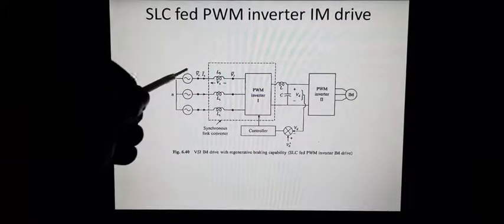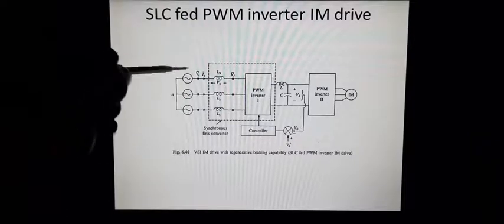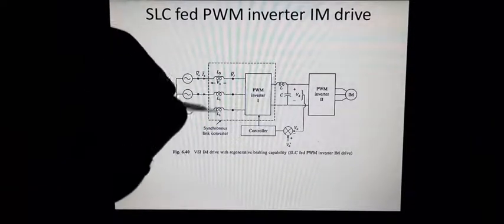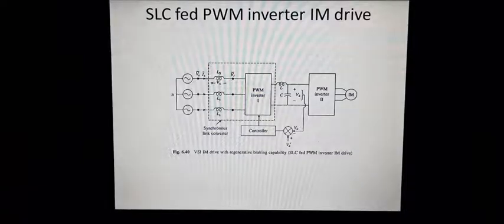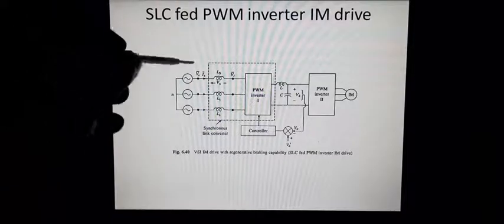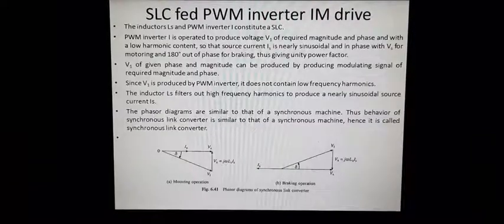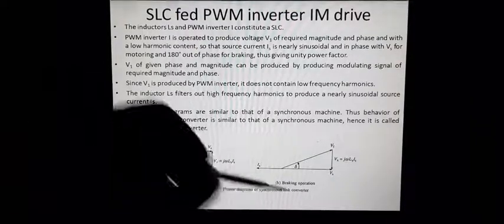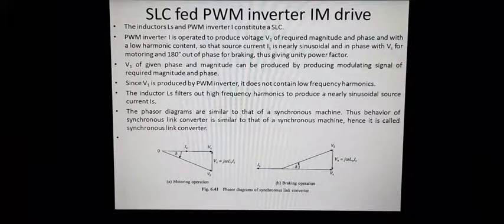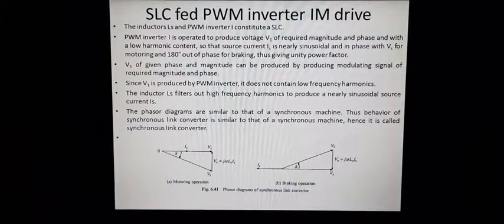How it has a dependency on the phase angle between Vs and Is means, definitely you know that from Vs, if you subtract the voltage drop across this inductor, you will be getting the value of V1. So if you are able to make V1 in such a way that the phase angle between Vs and Is is 0, then definitely the operation can be achieved as unity power factor operation. See this diagram during motoring operation, and this is the case during braking operation. If you are seeing here, the angle between Vs and Is is retained at 0.